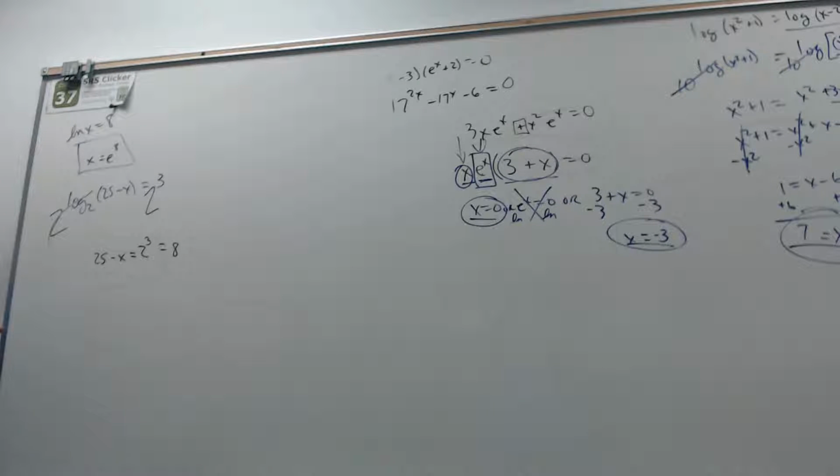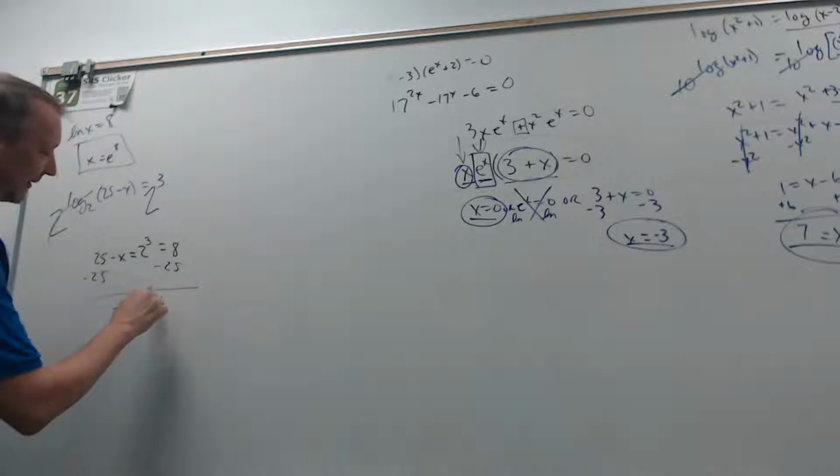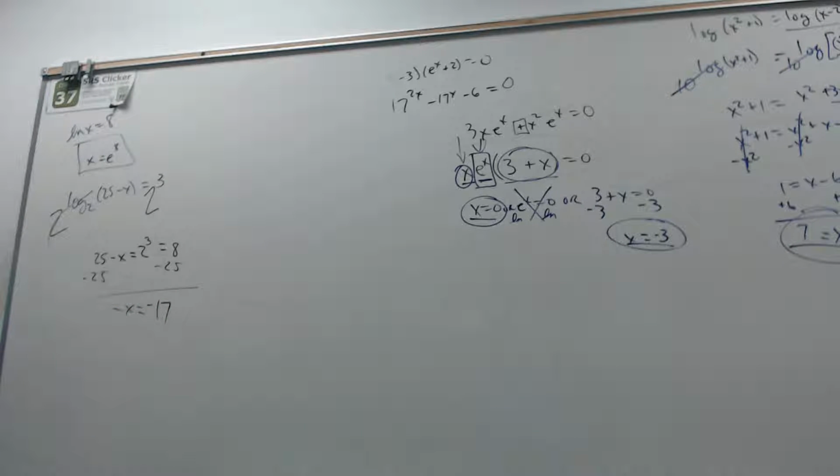Add x, right? You could, but I think it would be better to subtract 25. So negative x equals 25 minus 8, which is negative 17. I don't know how to do that without a calculator. Okay, and then multiply by negative 1, x equals 17.